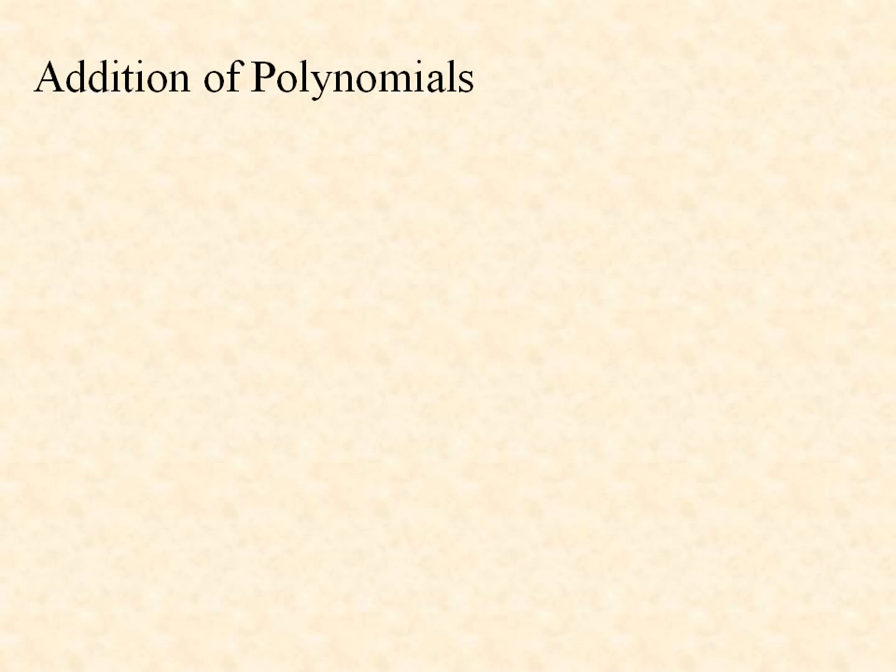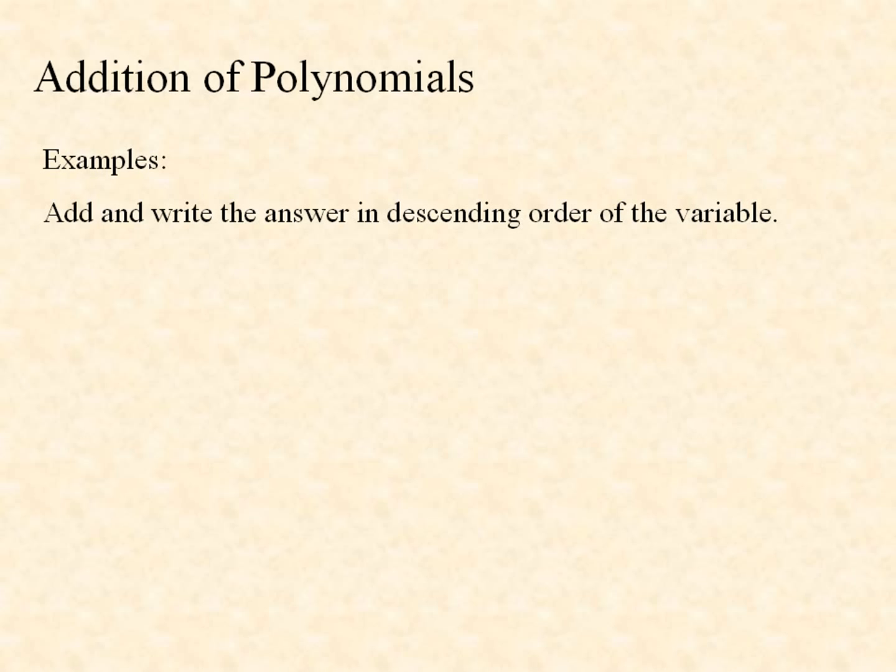Now consider addition of polynomials. Here are some examples. Add and write the answer in descending order of the variable. Here we have two polynomials being added. Since there's nothing in front of the first set of parentheses, and only a plus sign in front of the second set of parentheses, we can safely remove the parentheses. And now it's a matter of adding like terms, as we always have.